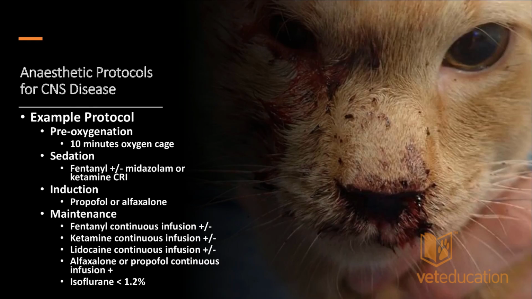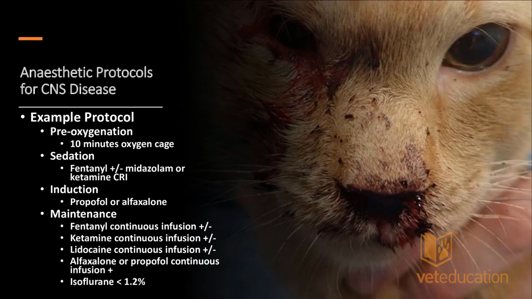So an example protocol: pre-oxygenate your patients for at least 10 minutes in the oxygen case to increase the amount of oxygen dissolved in your blood. Then fentanyl plus or minus midazolam, or maybe even a ketamine CRI before my patient is even anesthetized. I'm going to induce with an anesthetic agent that doesn't increase blood pressure in my patient's brain as ketamine bolus will. So I might use propofol or alfaxalone, and I can maintain my patient on fentanyl, ketamine, lidocaine, or alfaxalone or propofol, plus or minus isoflurane as well.